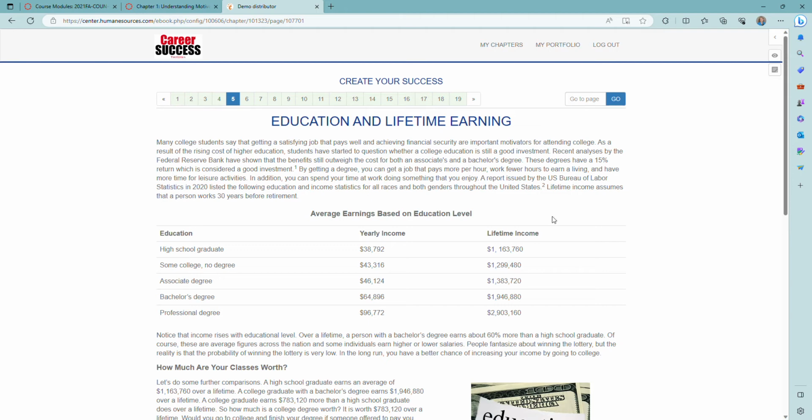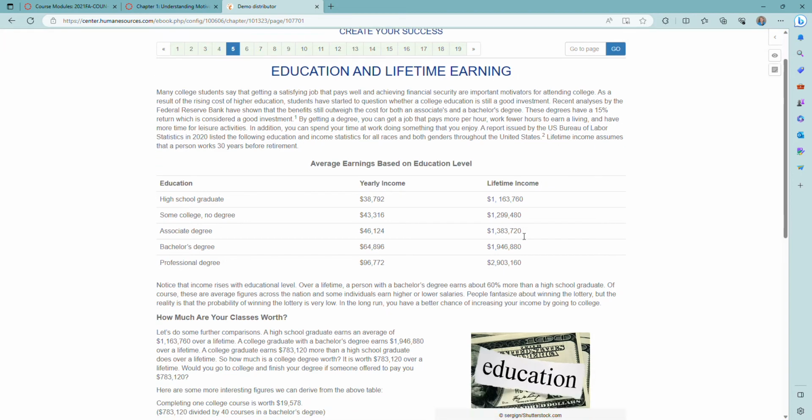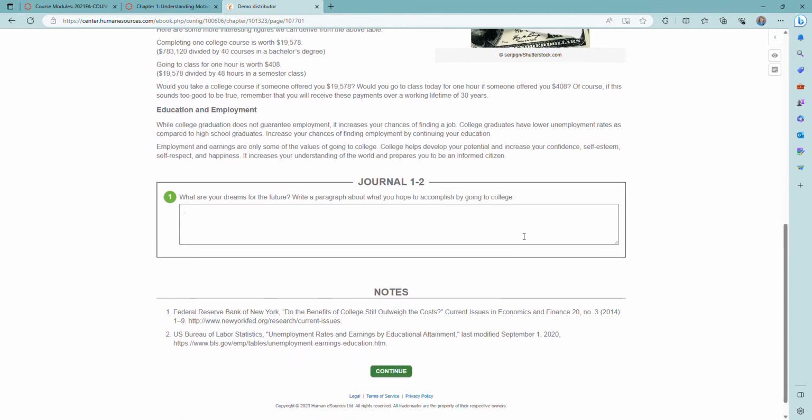There's a small amount of text on each page, and students are encouraged to think about the material and how it applies to their personal lives. And we do this by having them write a journal entry. This one is, what are your dreams for the future? Write a paragraph about what you hope to accomplish by going to college.